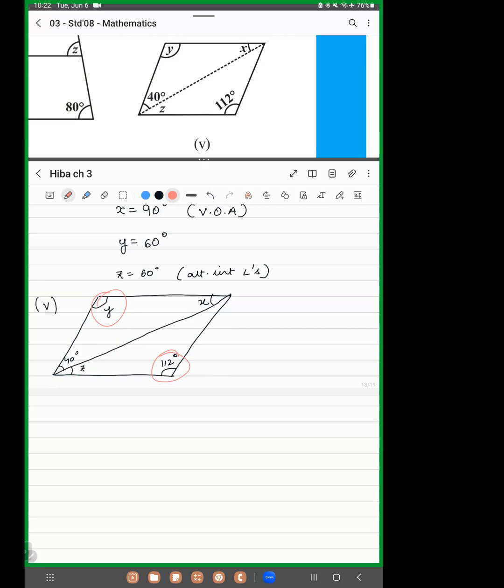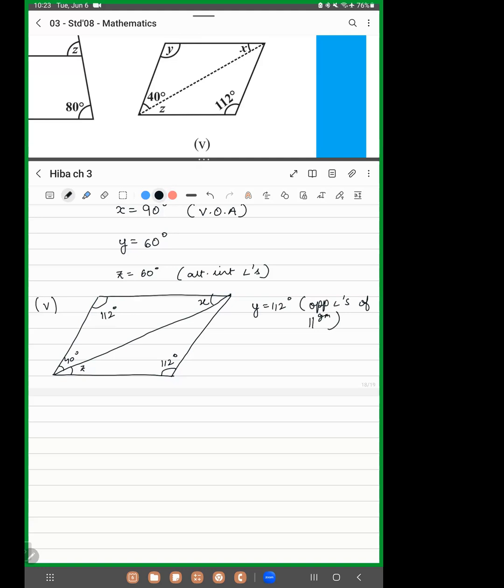Yeah. So y is going to be 112. Yes. y is 112 degrees because opposite angles are equal. Opposite angles of a parallelogram are equal. Okay, done. Now, anything else that you think could be equal over here?